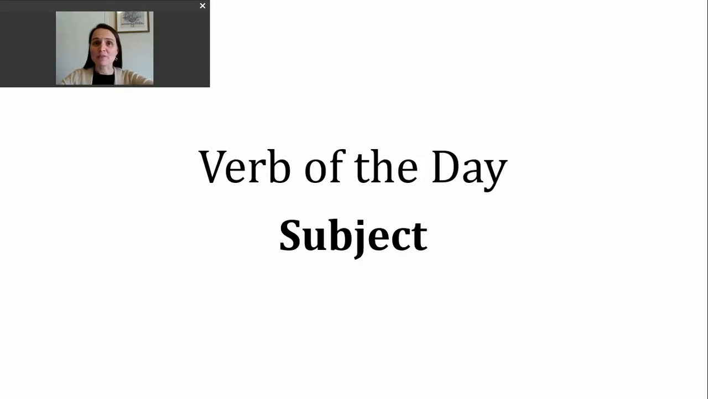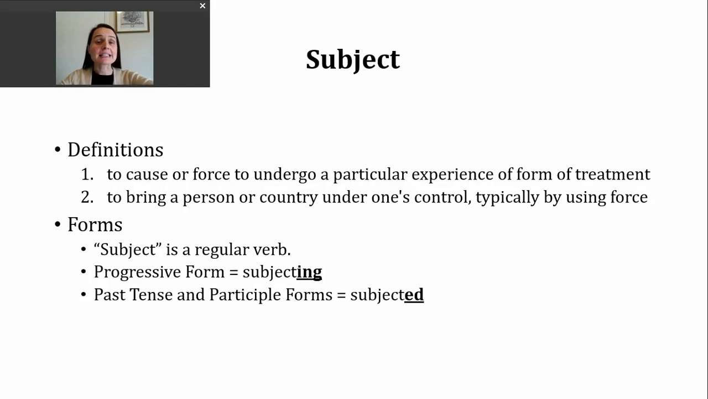Hi, it's time for another verb of the day. Today's verb is subject. Let's take a look at some of the definitions or ways this verb is used.